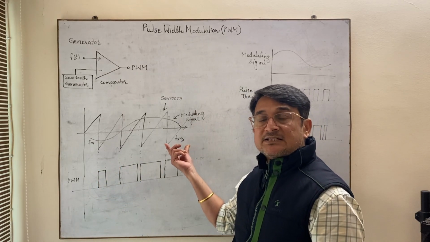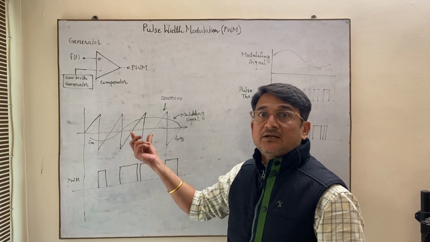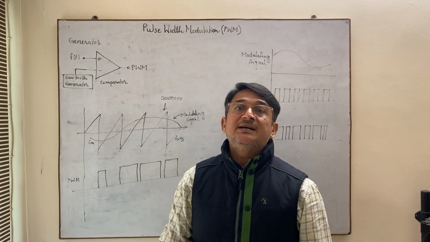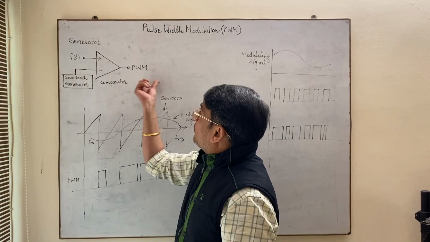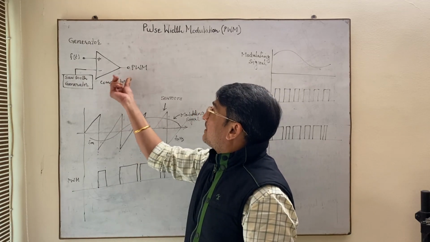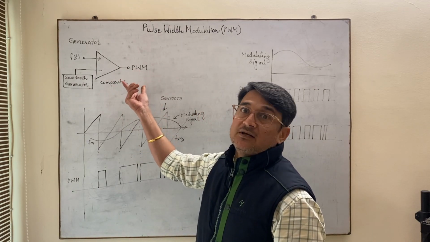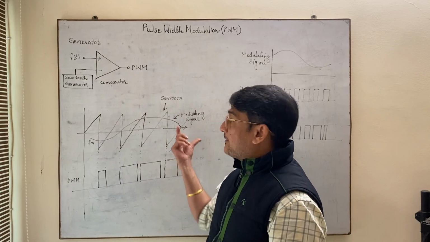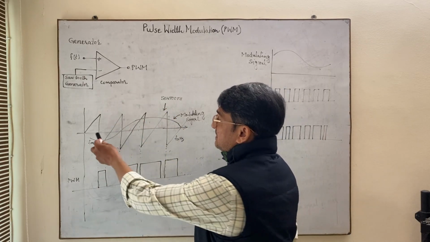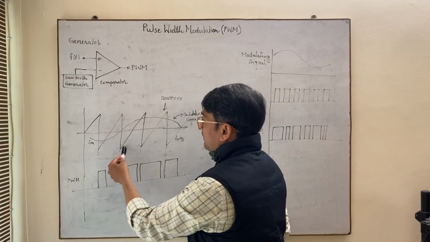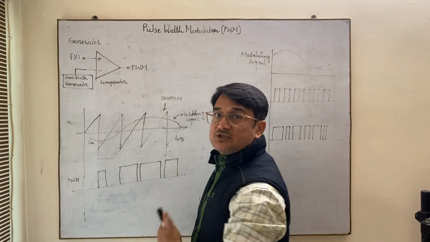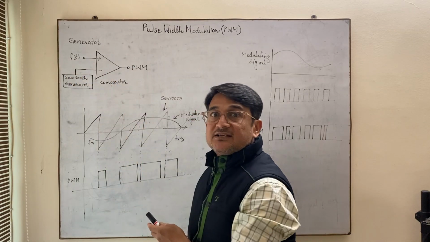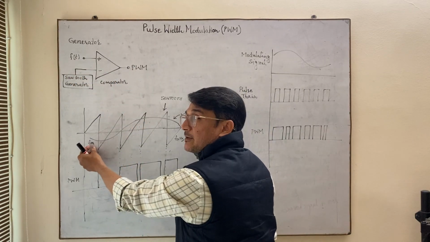This fs hertz is nothing but the sampling frequency. That means the sawtooth waveform is basically our sampling signal. So the output of the comparator circuit is nothing but the PWM signal. How it is achieved, we will understand by this diagram. This is the sawtooth waveform which is generated by this sawtooth generator, and this waveform is the modulating signal which has frequency fm hertz.